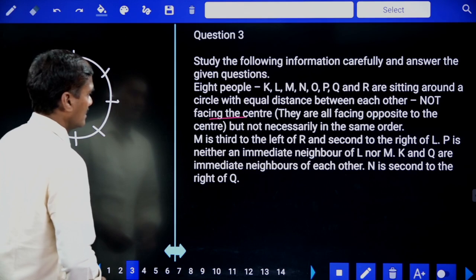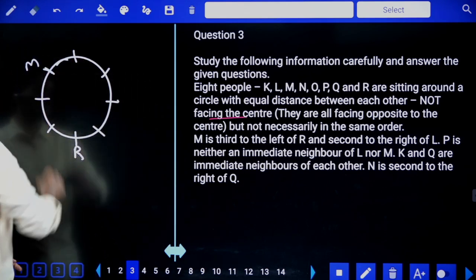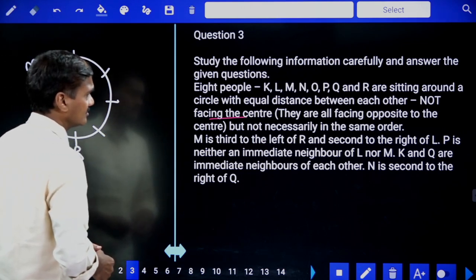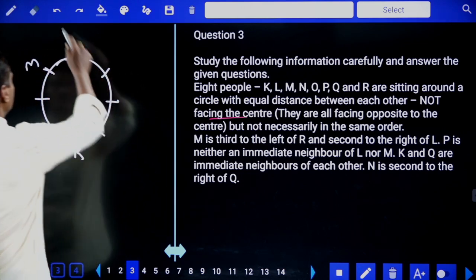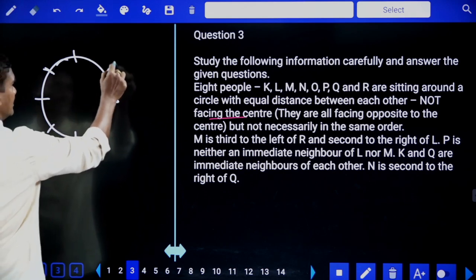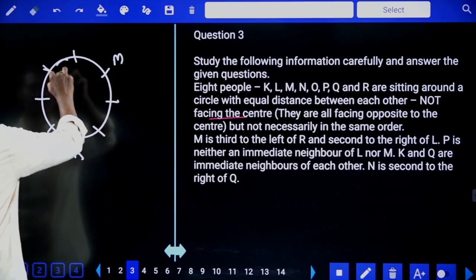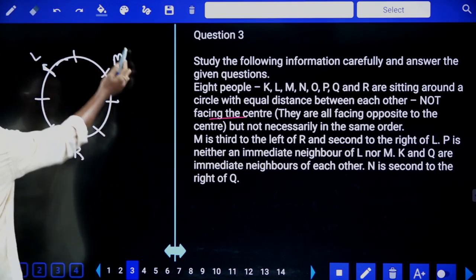Then first one, M is out to the left of R. R is here. 1, 2, 3. M is out to the left of R. And M sits second to the right of L. All the persons are away from the center. 1, 2, 3. M is here. Now this person is away from the center, L is second to the right.